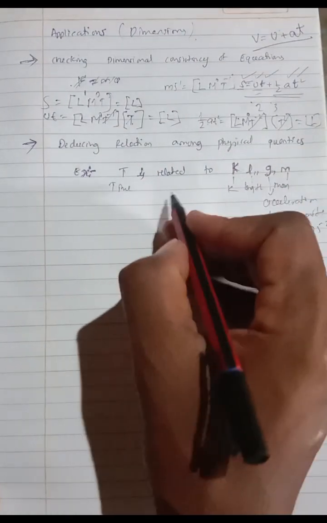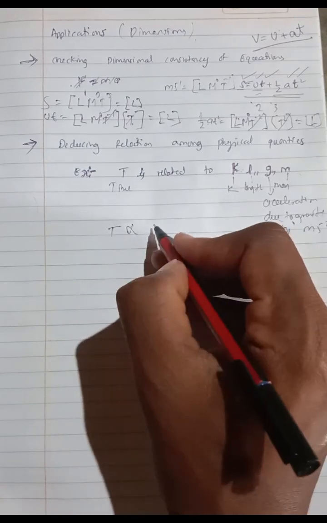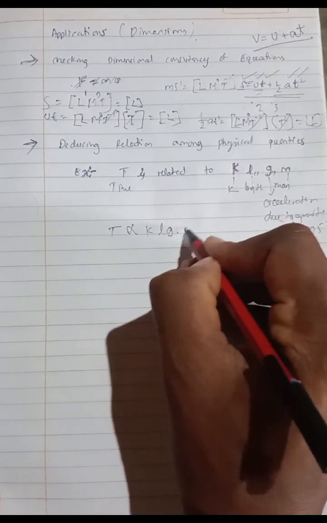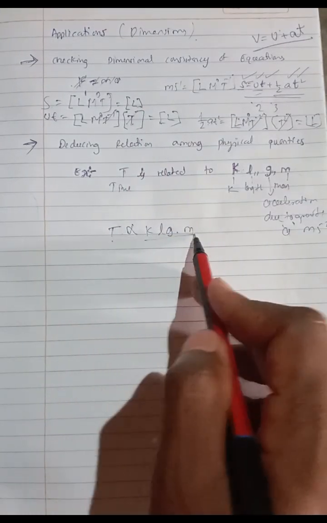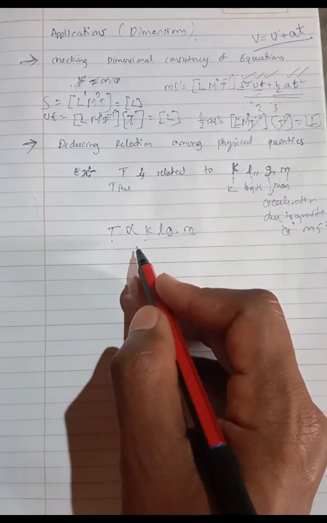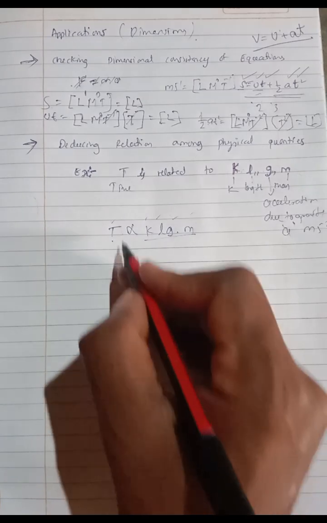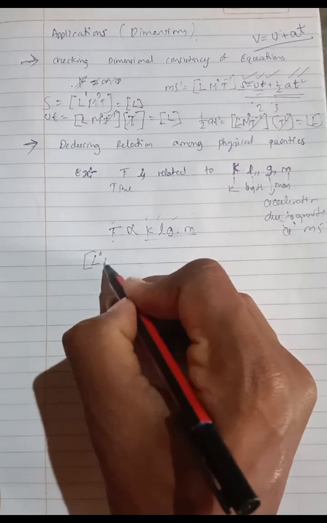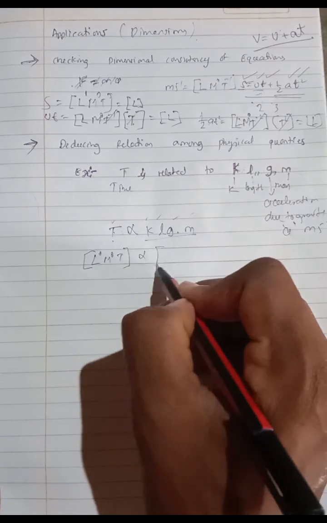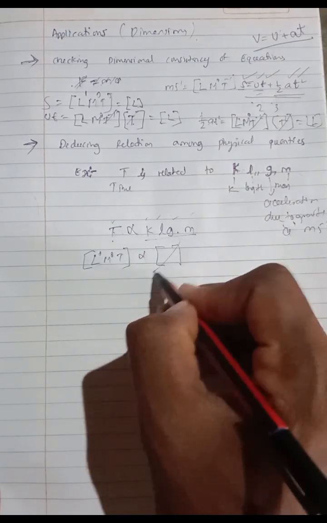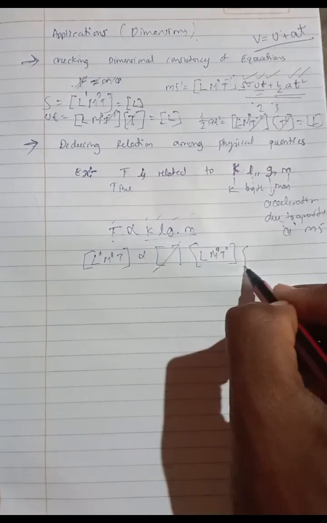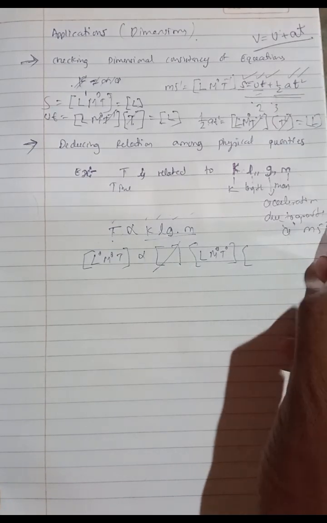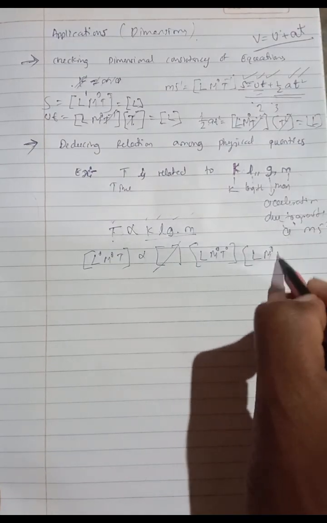Okay. Now let's construct an equation between these terms. According to the equation, t is directly proportional to k, l, g, m. Considering the first rule, the dimensions should be equal, so the dimension of t should equal the dimension of this whole combination. Let's write the dimensions for each term. What is the dimension for time? L0 M0 T1. k is a constant, so it has nothing to do with dimensions, it just cancels. Then L is L1 M0 T0. Then acceleration is L1 M0 T minus 2.